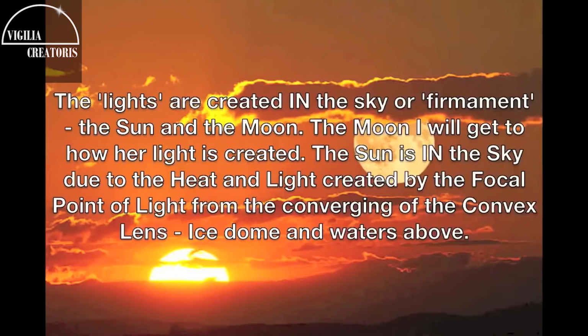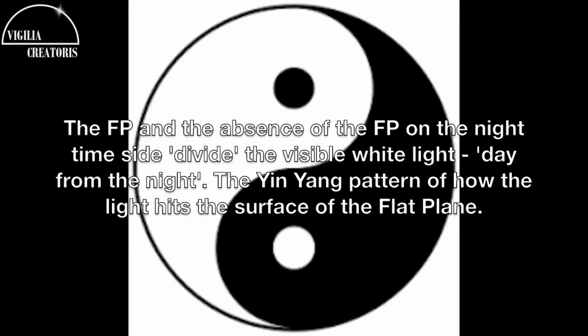The lights are created in the sky or firmament, the sun and the moon. The moon, I will get to how her light is created. The sun is in the sky due to the heat and light created by the focal point of light from the converging of the convex lens, ice dome, and waters above. The focal point and the absence of the focal point on the nighttime side divide the visible white light, day from the night, the yin-yang pattern of how the light hits the surface of the flat plane.